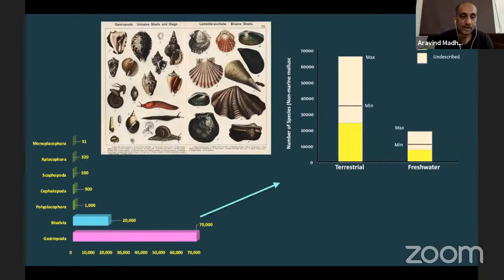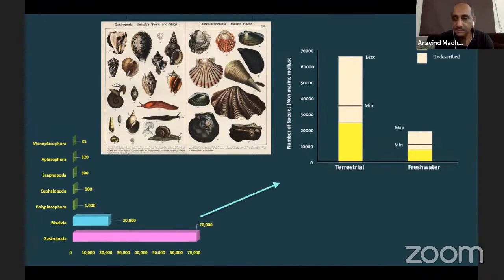So in the terrestrial environment, you can see only gastropods, whereas in the freshwater environment, you can see bivalves, that is clams, which are generally eaten along the coastal areas, and gastropods. There are various estimates of the number of species of mollusks on this earth.